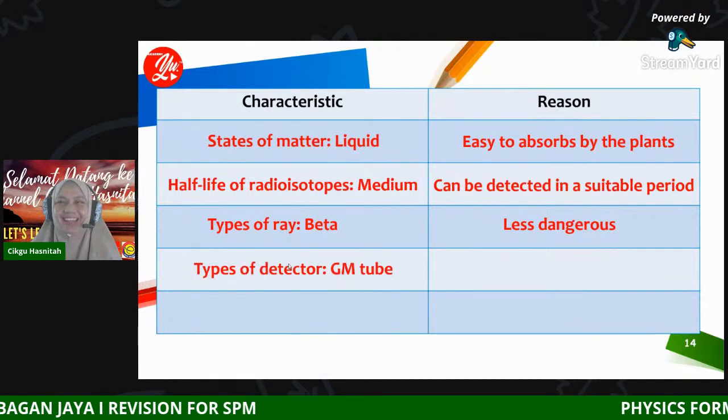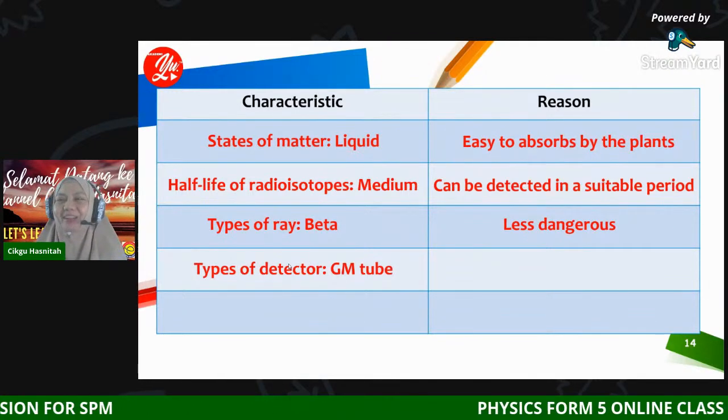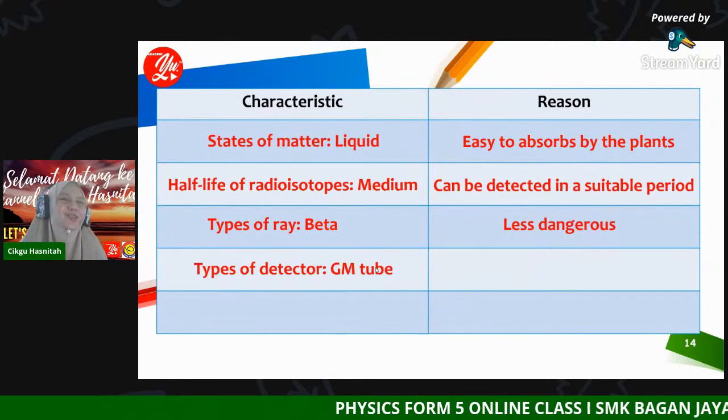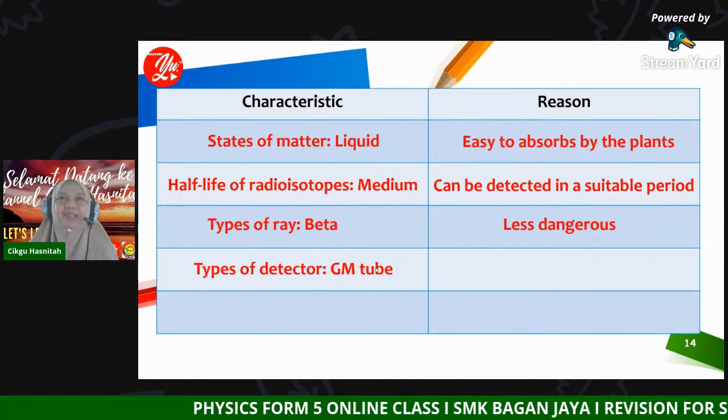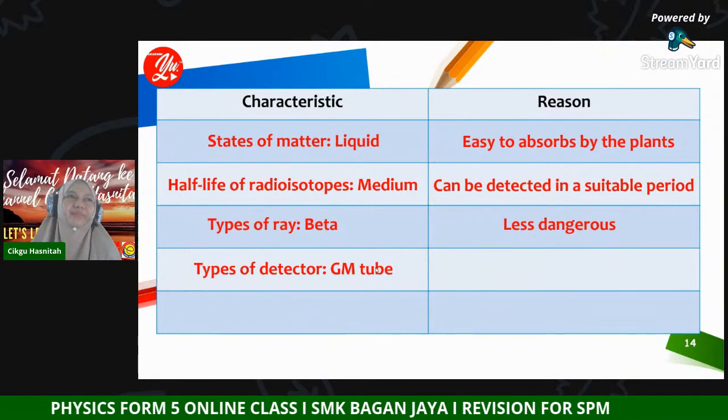Now the type of detector. I showed you too fast the type of detector. Spark counter or GM tube.